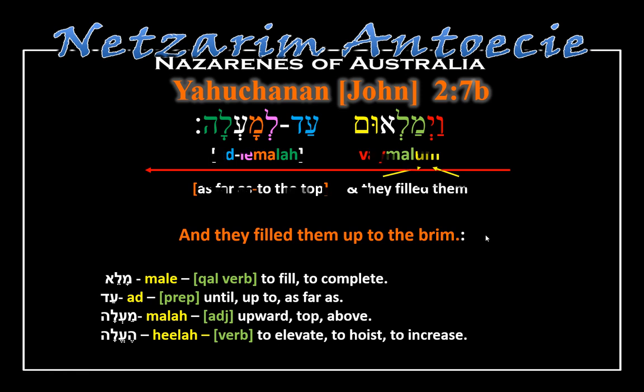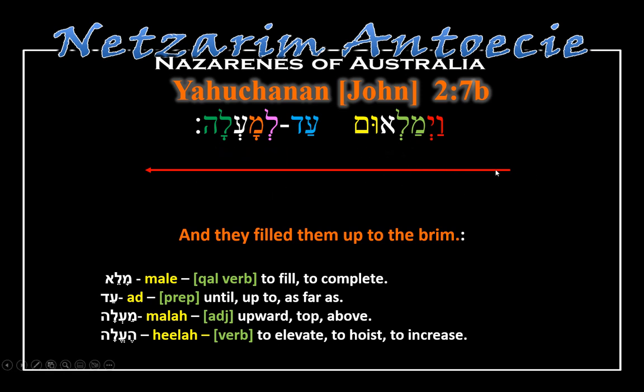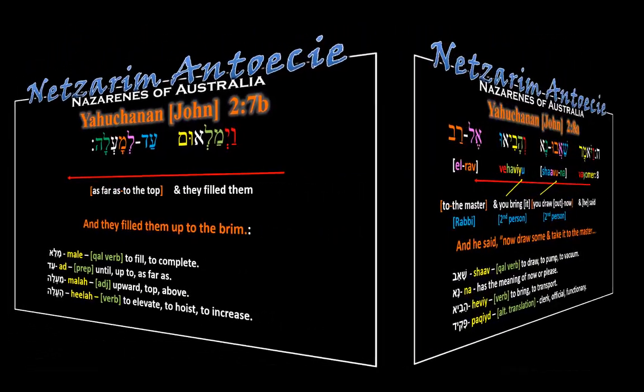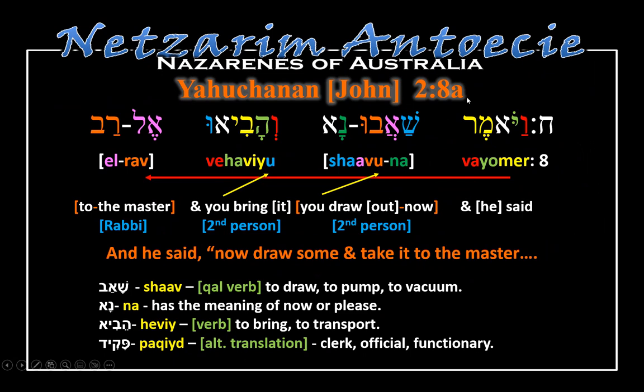So therefore, now we can read it. Ve mal ad le la. And they filled them as far as to the top. And now we come to 8. And it's represented with a chet, which, if we know, is the 8th letter of the alphabet.